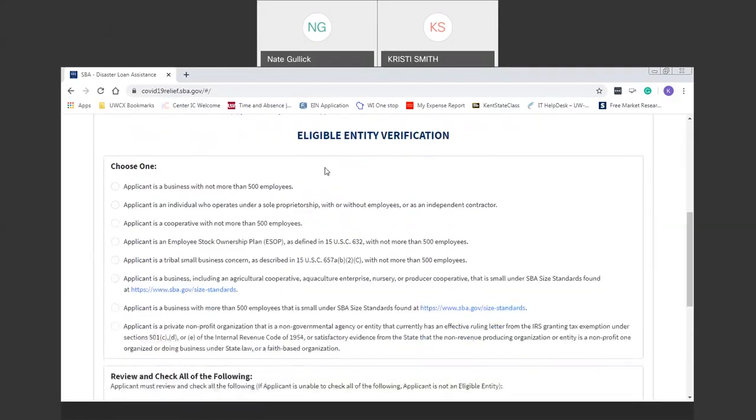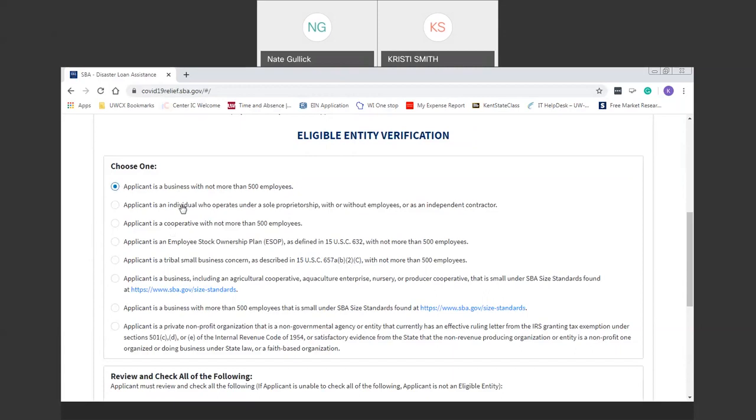The first thing that we do is select the eligible entity here. Most businesses will be choosing that they're a business with not more than 500 employees. That would be appropriate for your limited liability companies, S-corps, and corporations. If you're a sole proprietor, you would choose the second option down. Please note that sole proprietors may also have employees. So if they're organized as a sole proprietor with or without employees, you choose the second option. Otherwise, choose the first option.